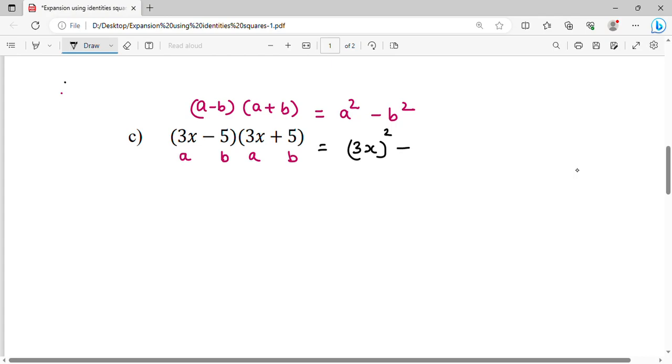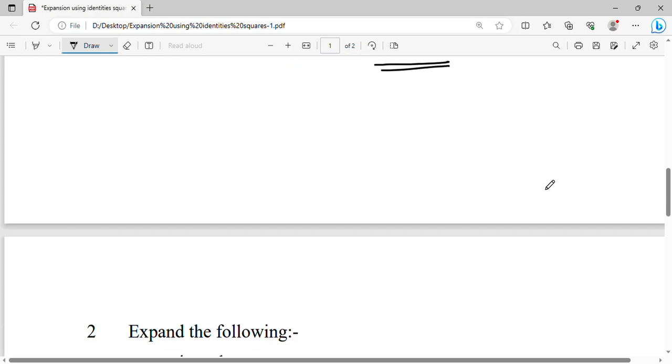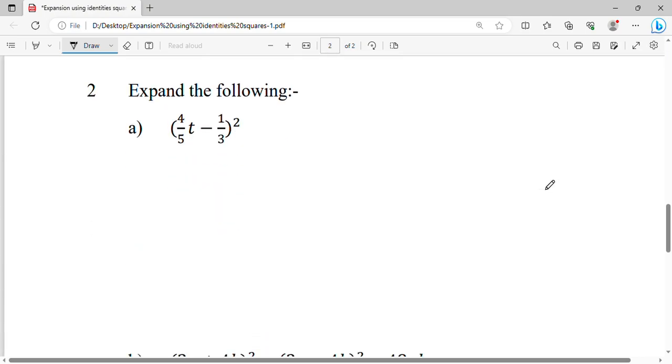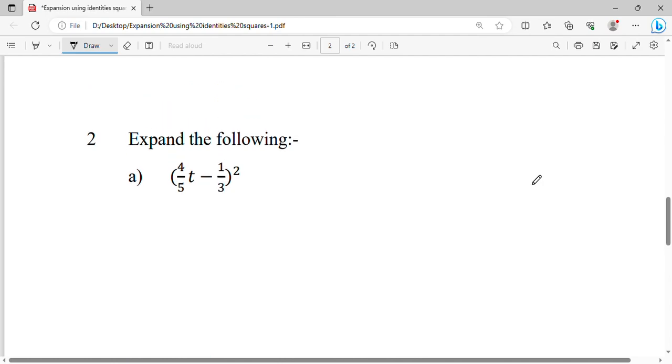b is 5, so minus 5 the whole squared, which is 9x squared minus 25. Easy, right? So, if you know logically how to apply it, it becomes pretty simple. Alright? Now, let's look at this second. Slowly the difficulty level is increasing.